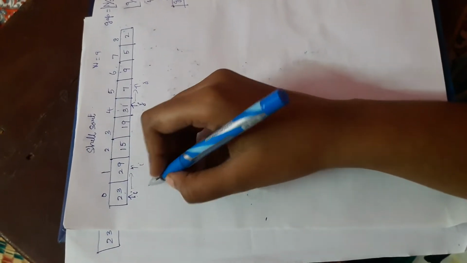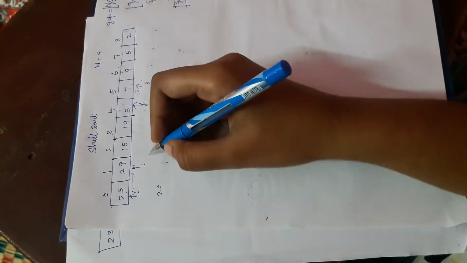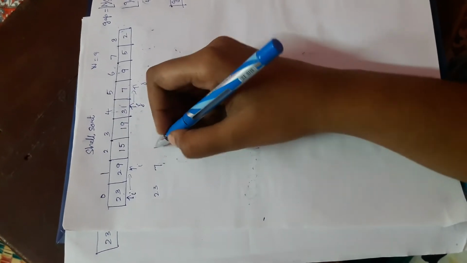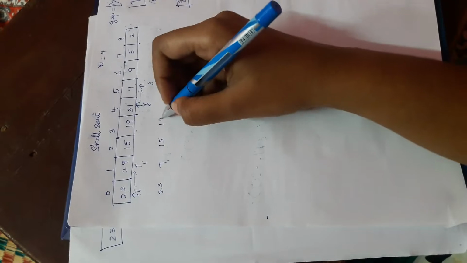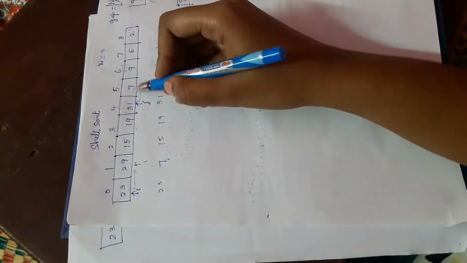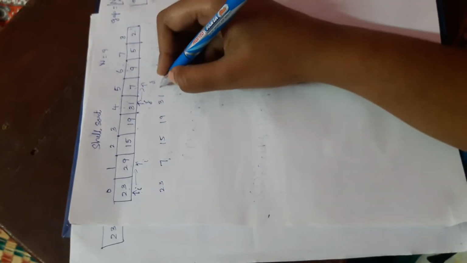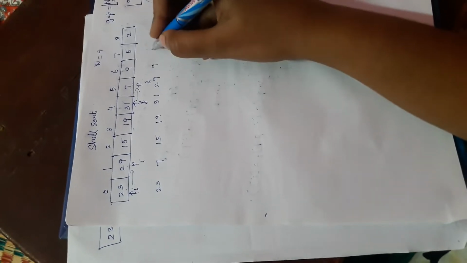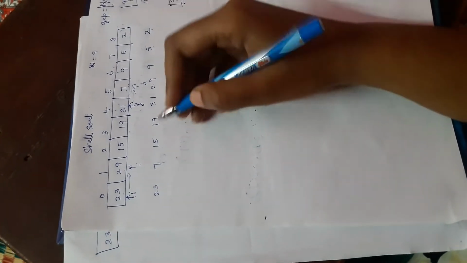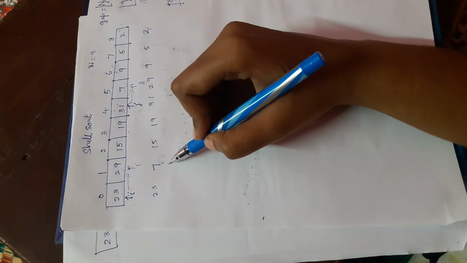So now after shifting, what will be there? 23, 7, 15, 19, 31. So at the position of 7, 29 is shifted. So 29, 9, 5 and 2. So now the pointer is at this position.